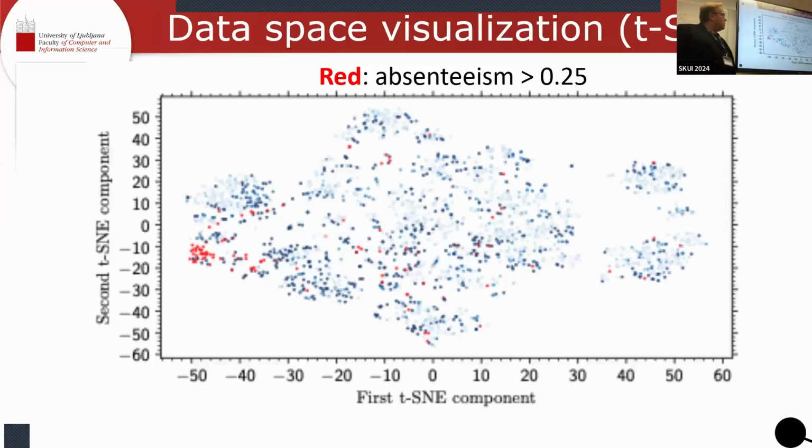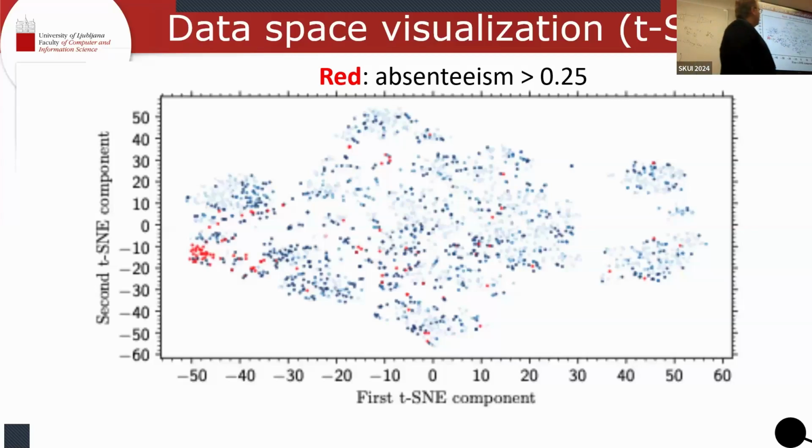Okay, this was a visualization of the data space with t-SNE in 2 dimensions. The colors here represent the absenteeism rate. The darker the blue color is, the closer this is to 0.25, a quarter, and after 0.25, everything was red.